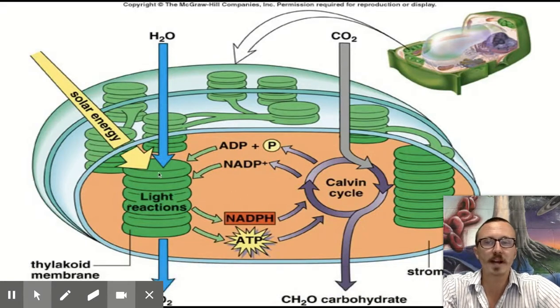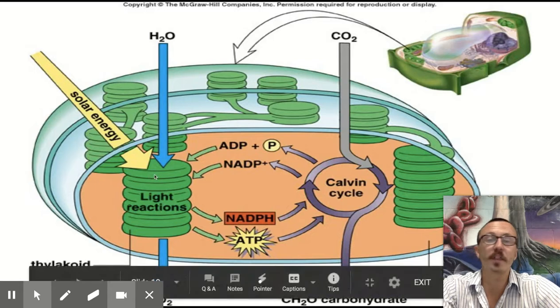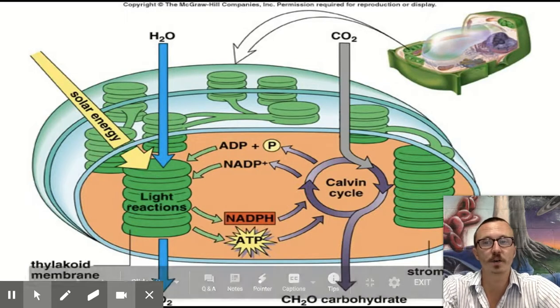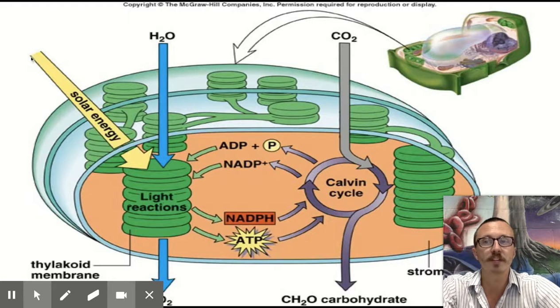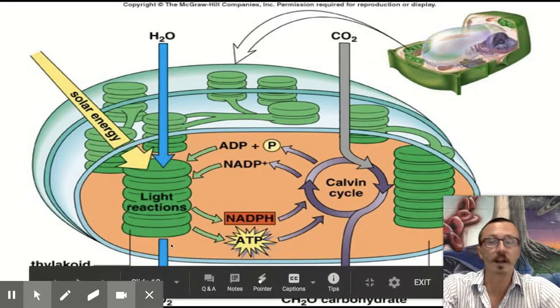So the light-dependent reactions take place along the thylakoid membrane or in the thylakoids. You can see that the thylakoid right here is capturing solar energy using chlorophyll or one of the accessory pigments. Water is used in the light reaction, and it is split, and oxygen is released as a waste product. Light reactions are also going to produce NADPH and ATP.